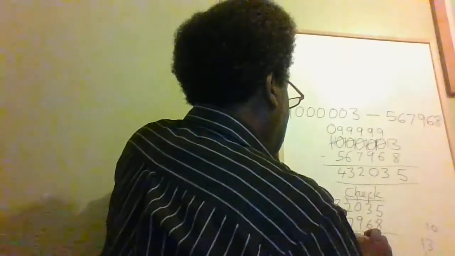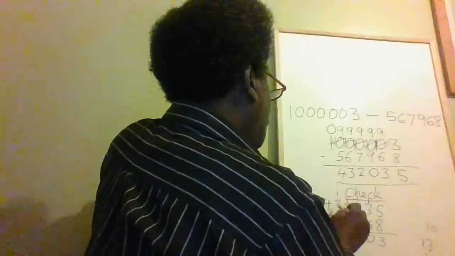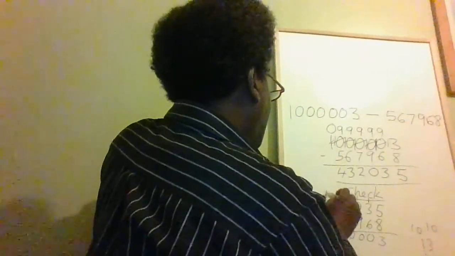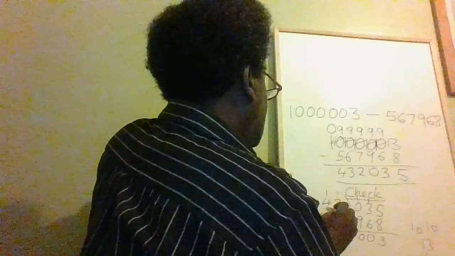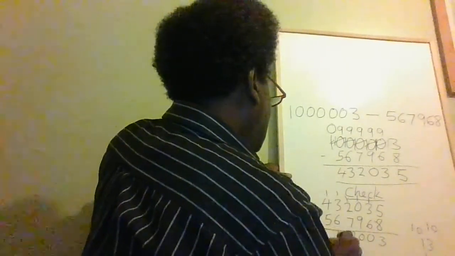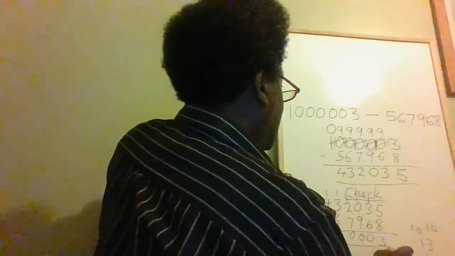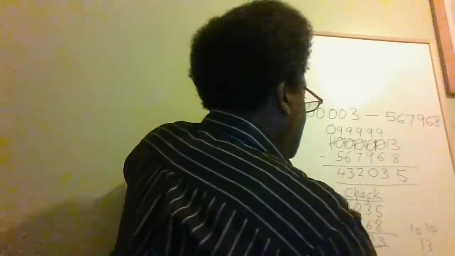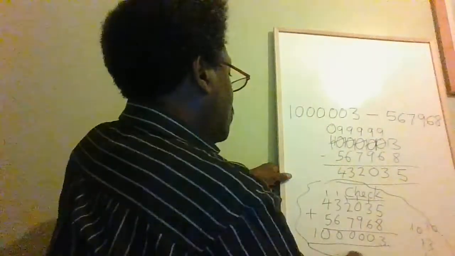Write the 0 of the 10, carry the 1 over here. 1 plus 3 plus 6 is 10. Write the 0 of the 10, carry the 1 over here. 1 plus 4 is 5. 5 plus 5 is 10. And you see, our check gives us 1,000,003. And therefore, our answer here is correct.